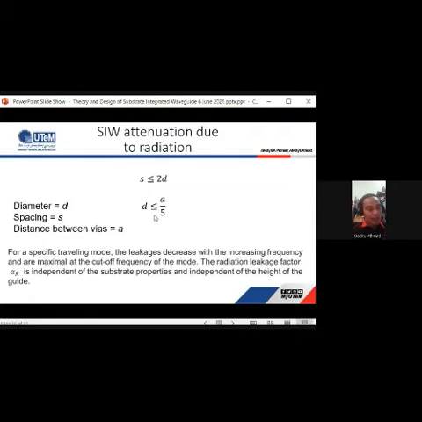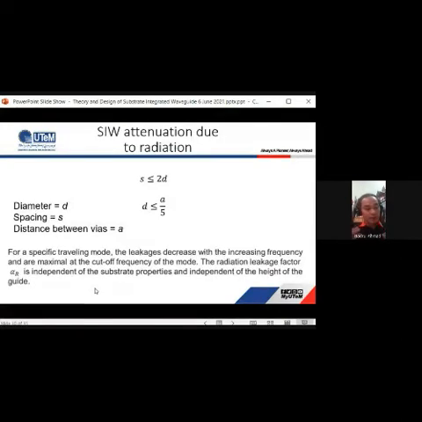Okay, and the geometric parameters of interest are the diameter D and the spacing S, and the center to center distance between the vias is A, and they must be tuned. You can't just calculate it once and get a perfect result; no, you have to tune also, in such a way that it approximates the behavior of the continuous metallic wall.